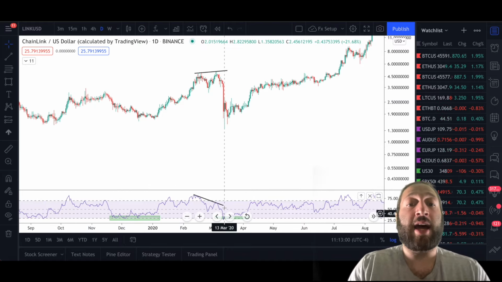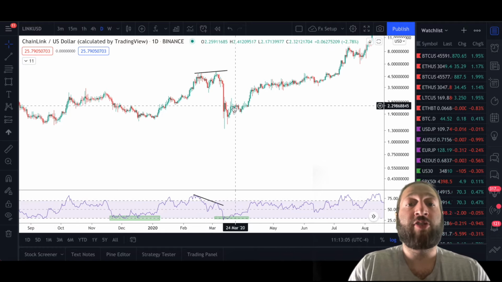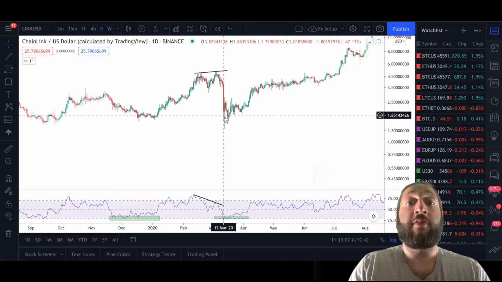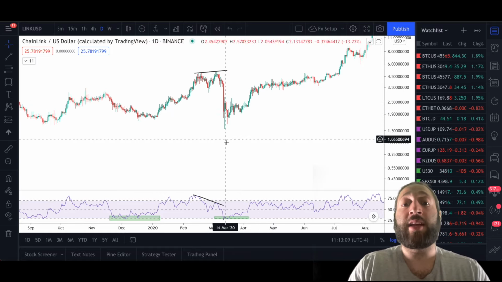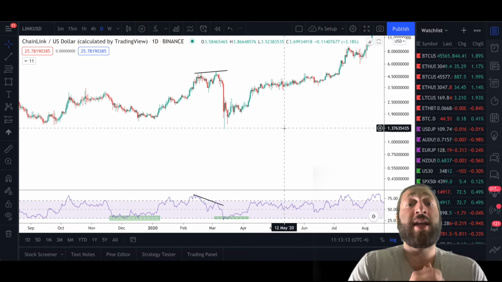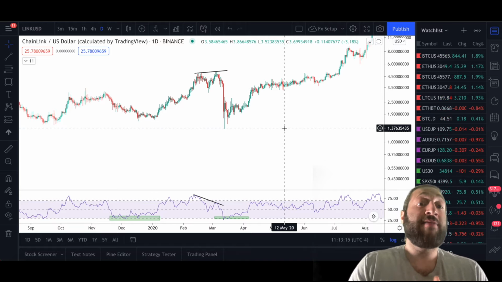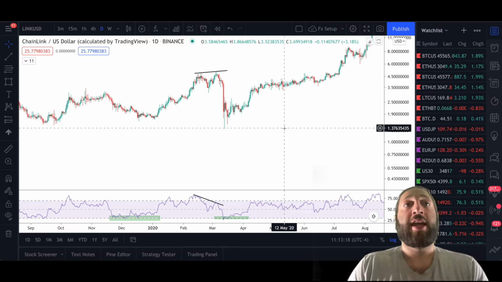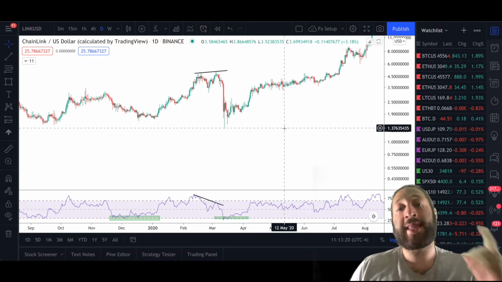I also noted another place where we're oversold right here. This was after the crash, and then you can see it was very profitable, and it would have rewarded you handsomely if you bought that. We can go deeper into RSI, looking for convergences and divergences. So we're looking for deviations from price and the RSI.